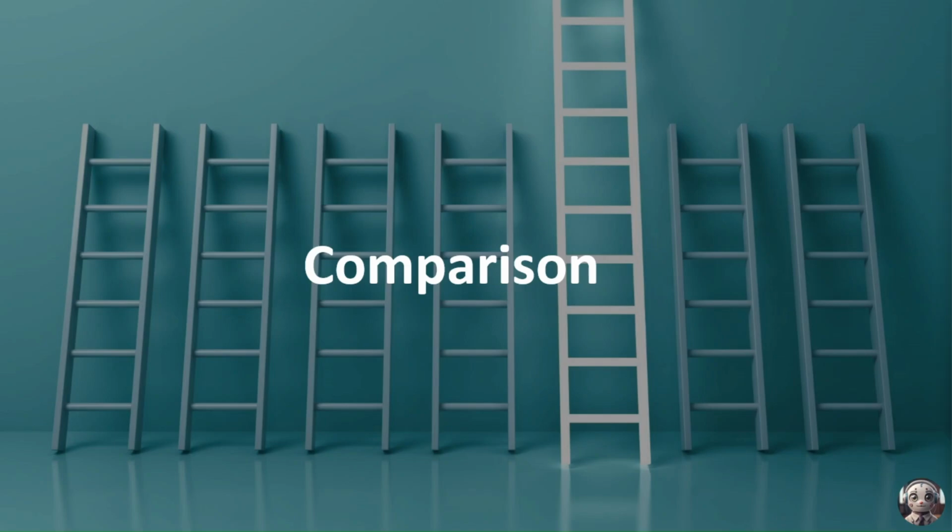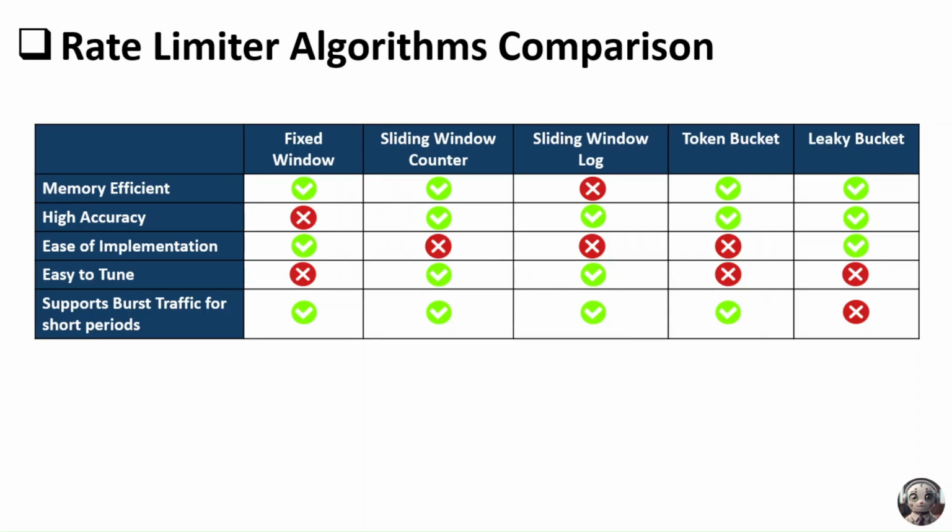Comparison. Here we have tried to create a comprehensive comparison of all the rate-limiting algorithms. Feel free to pause the screen and have a read through. The comparison is drawn on memory efficiency, accuracy, ease of implementation, ease of tuning or customization, and lastly if it supports short bursts of traffic. The sliding window counter algorithm seems to have the most benefits and thus is regarded as the solution of choice for most real-world use cases.